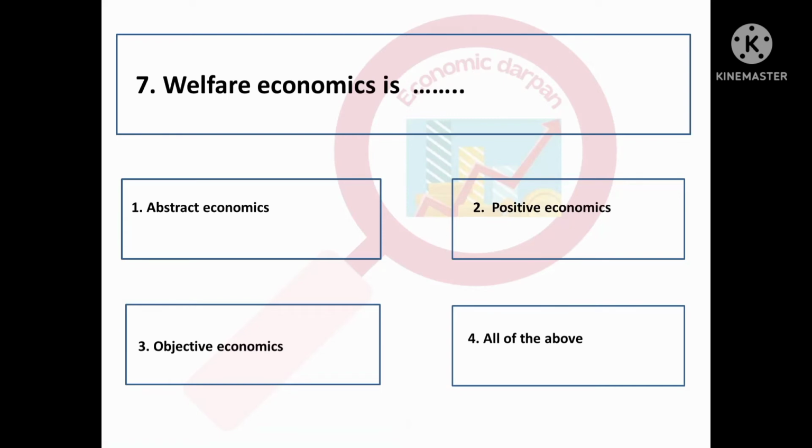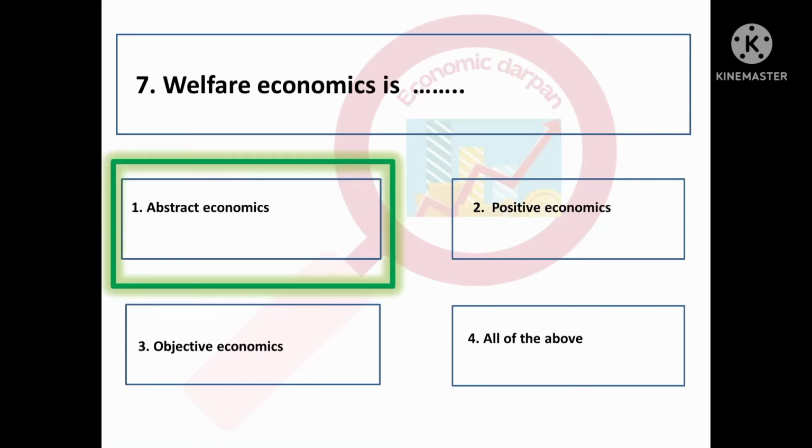Now let's move to the 7th question. Welfare economics is dash. Option 1 is abstract economics. Option 2 is positive economics. Option 3 is objective economics. And option 4 is all of the above. So welfare economics is abstract economics.